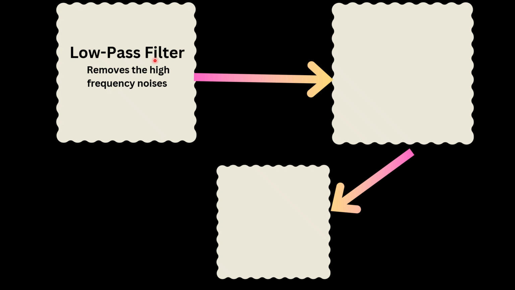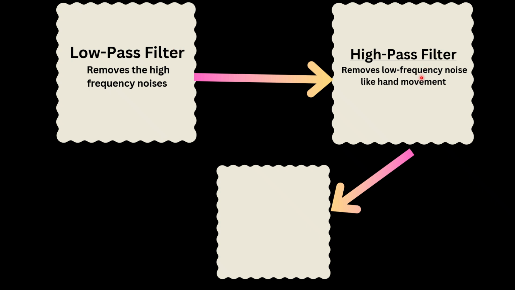From the transimpedance amplifier, it passes through a low pass filter. From the name itself, it filters out the high frequency noises. From the low pass filter, it passes through a high pass filter which removes the low frequency noises that arise from the hand movement, etc. From the filter, it then passes through the amplifier, which, as the name suggests, boosts the signal. From the amplifier, it then passes through an analog to digital converter. It converts the analog signal to a digital signal.